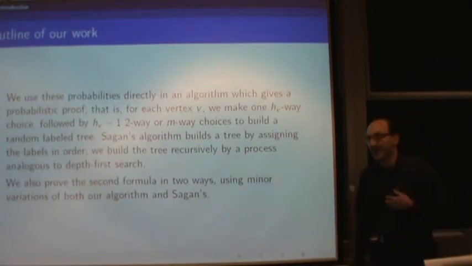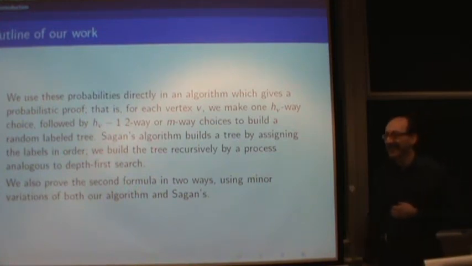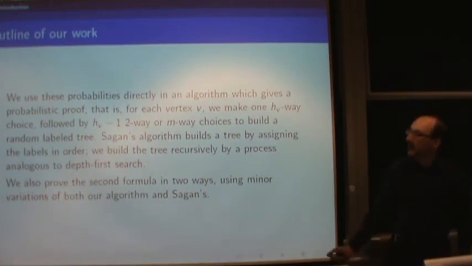And we will return the favor because we will present his original proof and show that in fact his original proof does prove Hand's second formula, as does ours, with only minor modifications to both. But what I particularly like about our proofs is that they give an intuitive explanation, the way a probabilistic proof should, of why these things are true. Each of these probabilities is used directly. For every vertex, we make an HV-way choice, and then we make HV minus 1 2-way or M-way choices to get our probability and build a random labeled tree.